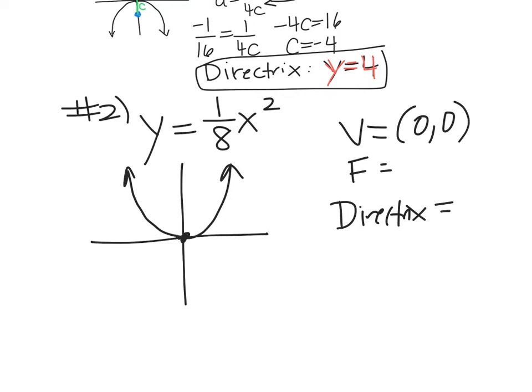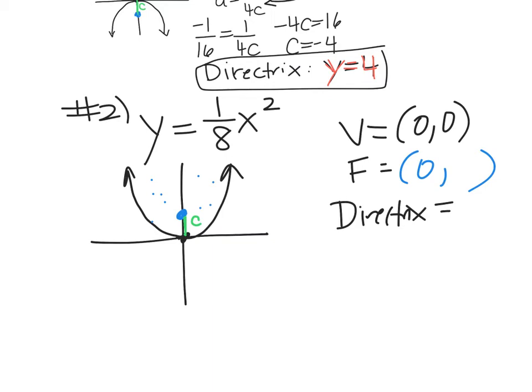Now, let's find our focus. I know that my focus is going to be in here. Remember, focus is always inside the bowl. So it's in here somewhere. But it's always in line with the vertex. So that's my focus. So my focus is going to be at (0, c). And I have to find out what c is. And c is the distance from the vertex to the focus.